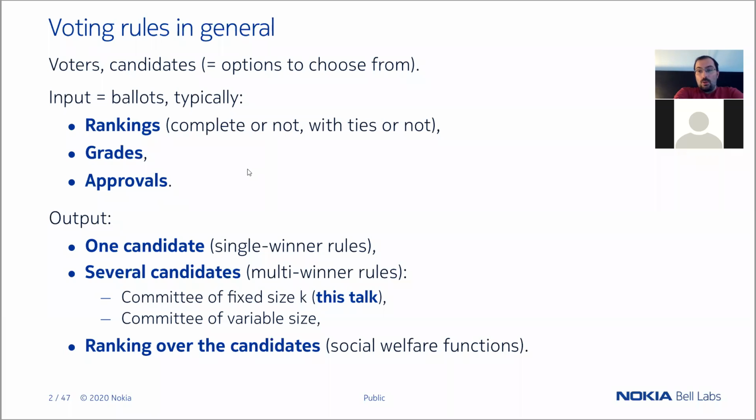And when there are several candidates in the output, it can be either a committee of fixed size, which is what I will talk about in this talk, or it can be a committee of variable size, which is not fixed in advance by the rule, but will depend on the input. I will not talk about this possibility. And the third possibility for voting rules is to provide a ranking of the candidates, which will be an aggregate ranking based on the opinions of the voters. In that case, it's called a social welfare function.